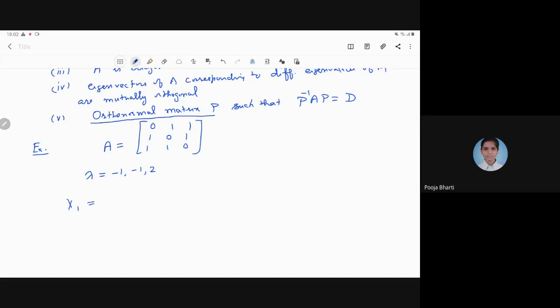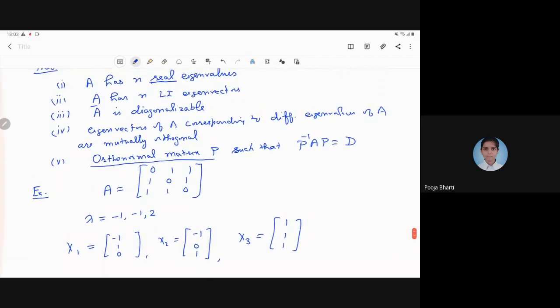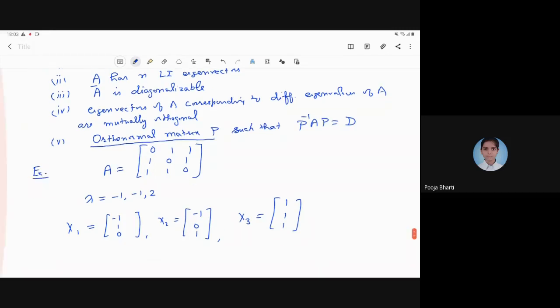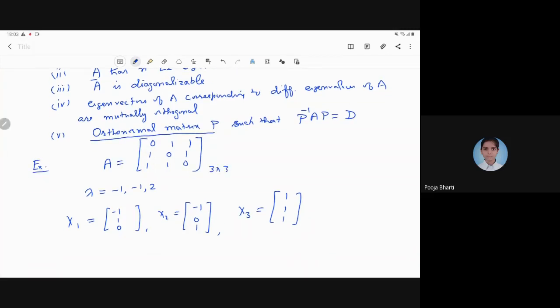These eigenvectors are corresponding to minus 1, because minus 1 is repeating. Corresponding to minus 1, you get two linearly independent eigenvectors. I'm writing those. X1 is minus 1, 1, 0. And X2 is minus 1, 0, 1. You can verify this. Corresponding to lambda equal to 2, you have the third eigenvector. That is 1, 1, 1. Now, see the first property. A has n real eigenvalues. A is 3 cross 3 here. You are getting 3 real eigenvalues.